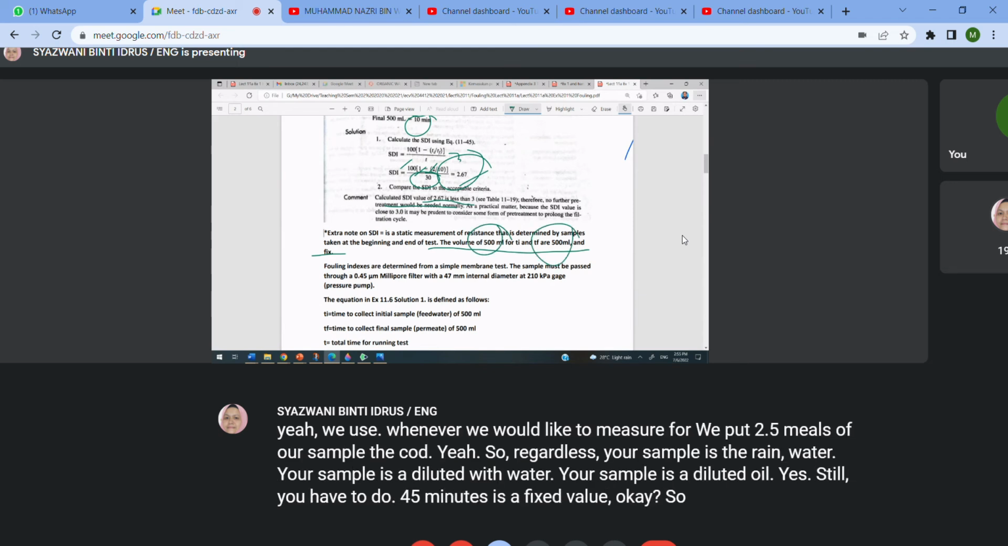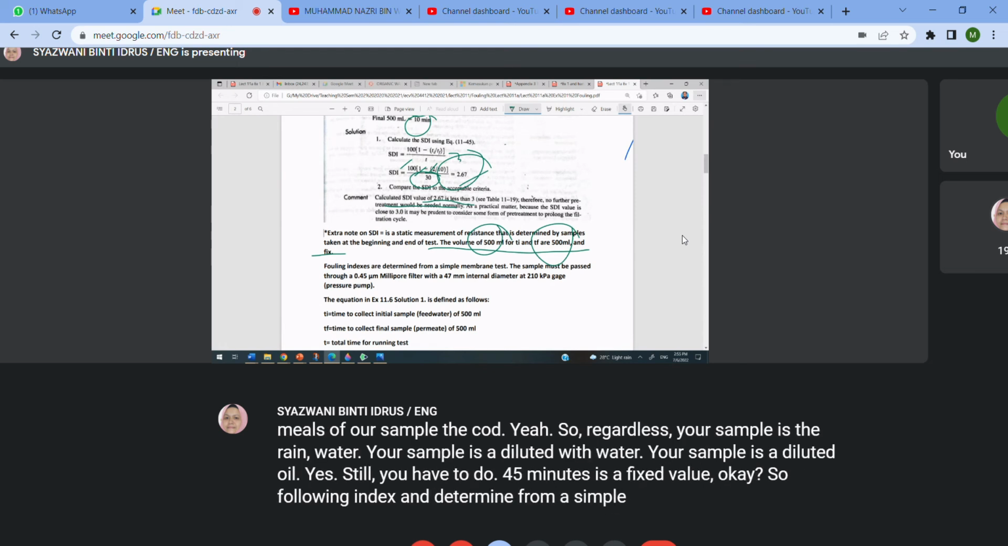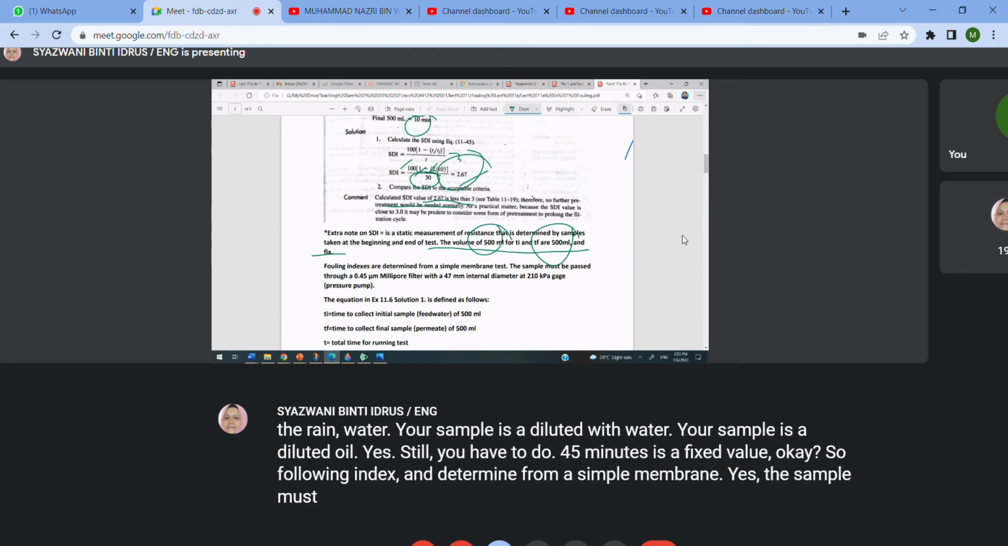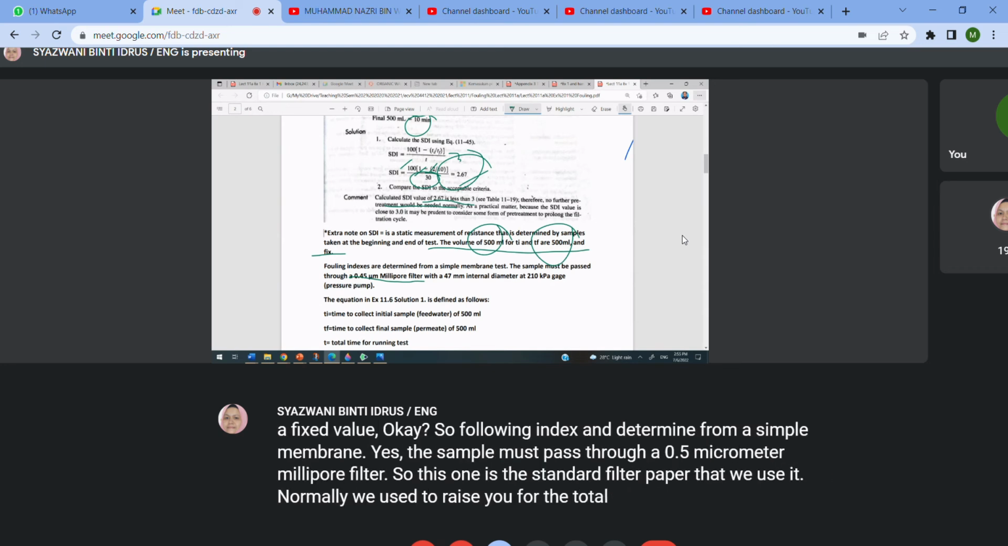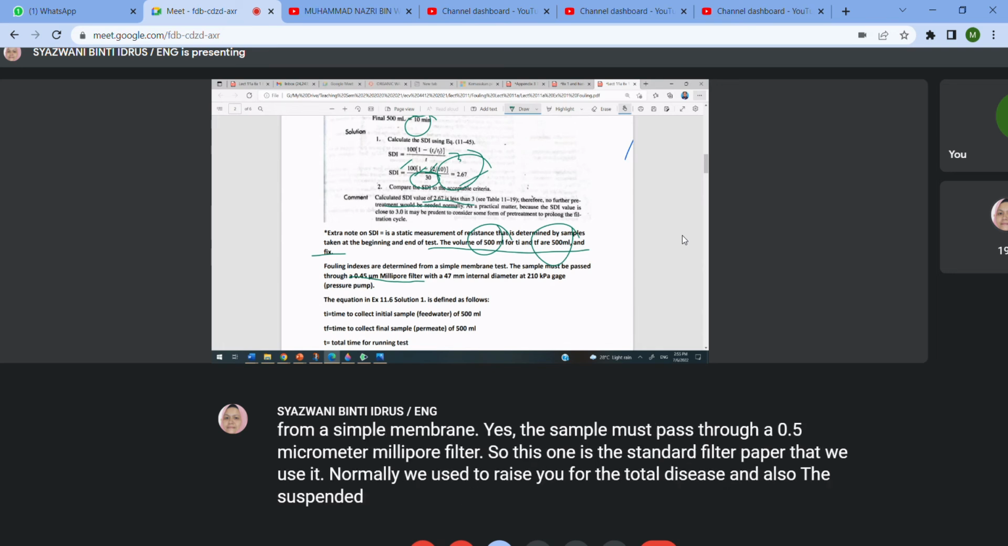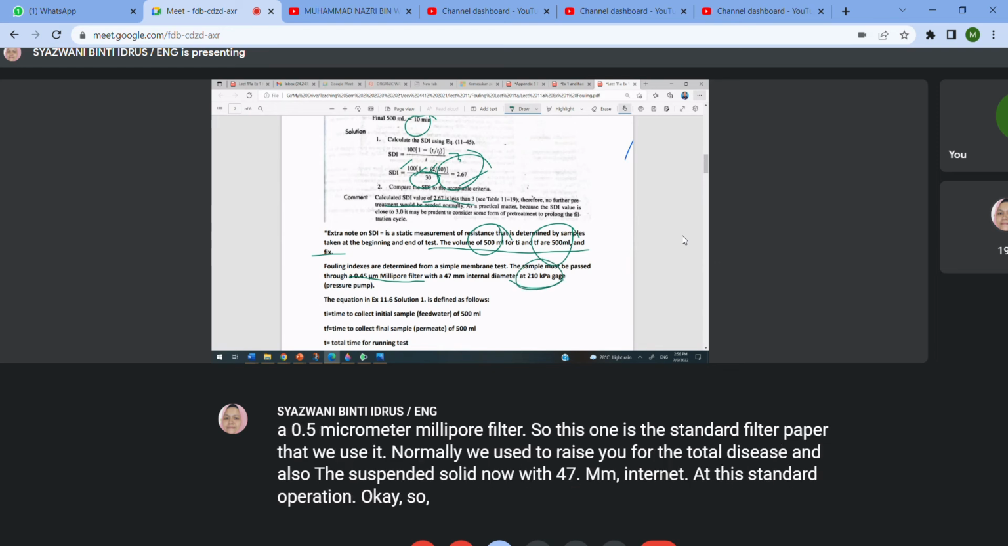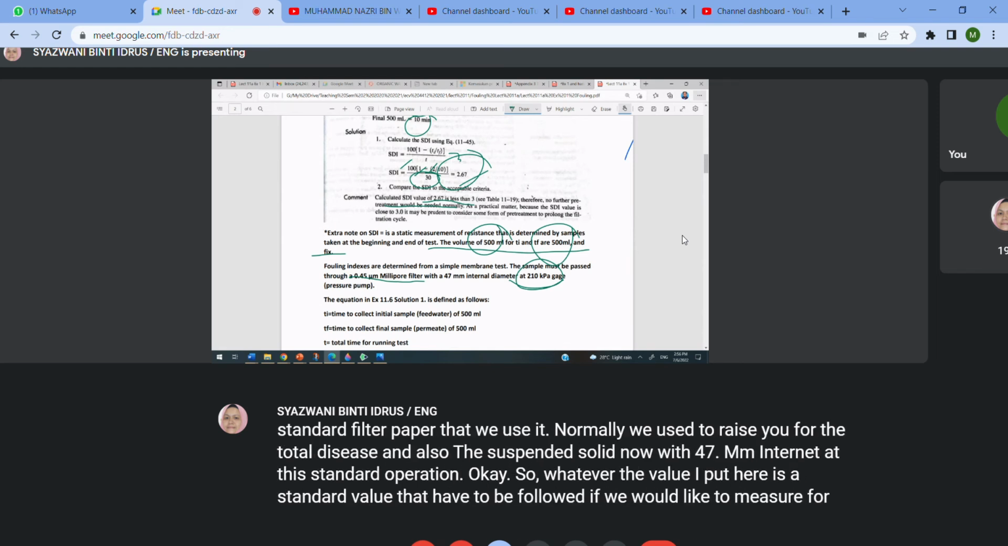Okay, so the fouling index is determined from a simple membrane test. The sample must pass through a 0.45 micrometer millipore filter. This is the standard filter paper that we normally use to measure total dissolved solids and total suspended solids, with 47 mm internal diameter at a standard pressure. Whatever values I put here are standard values that have to be followed if we would like to measure the SDI.